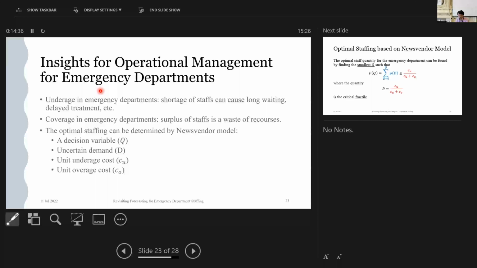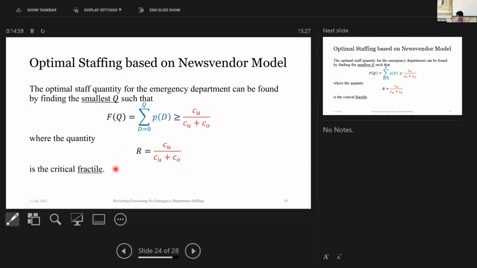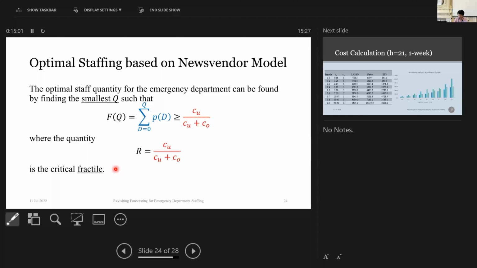And this is based on the newsvendor model, which is a classical operational management model. You basically have a few variables, 4 key variables. You have your decision, the staffing, and then you have the uncertain demand, you have the underage cost, you have the overage cost. And you don't want to overstaff, you don't want to understaff.